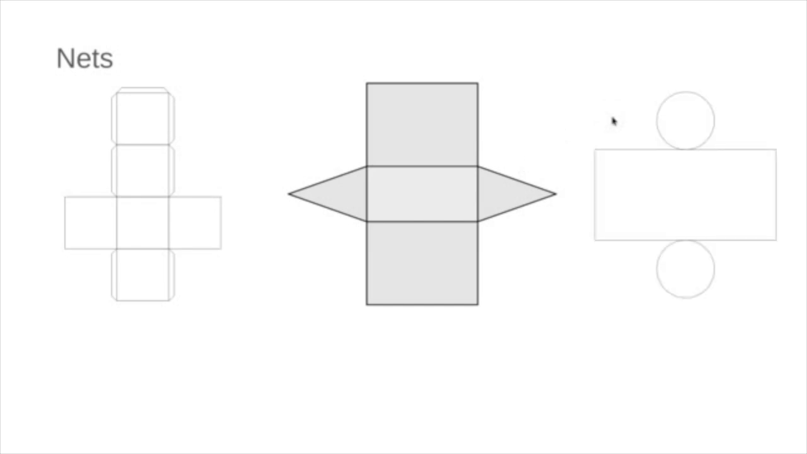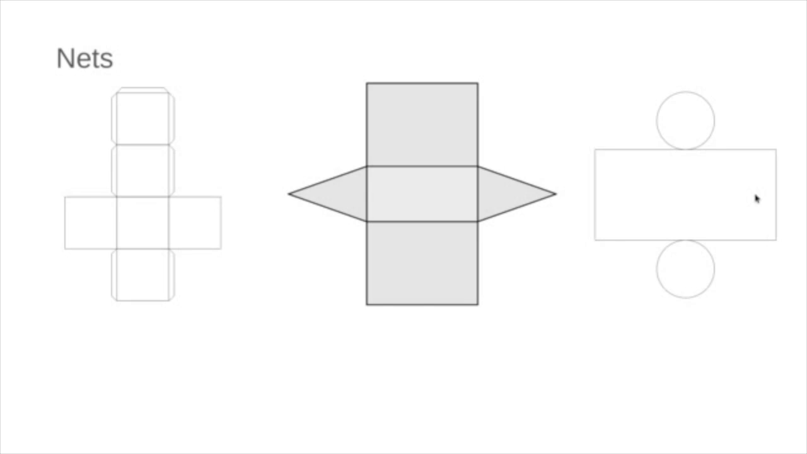And then this would be a net for a cylinder. So you have your circle on the top, circle on the bottom, and then one long rectangle in the middle. And the reason that rectangle is not broken into pieces is because it's curved. You don't have to crease the edges. It just curves around the circles.